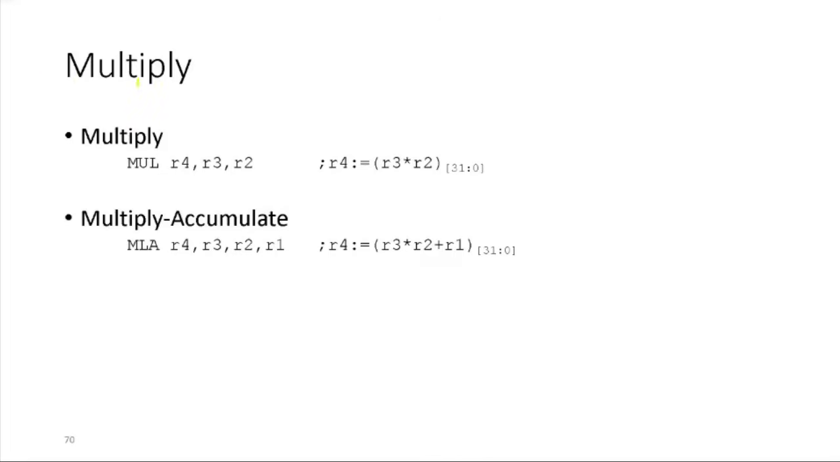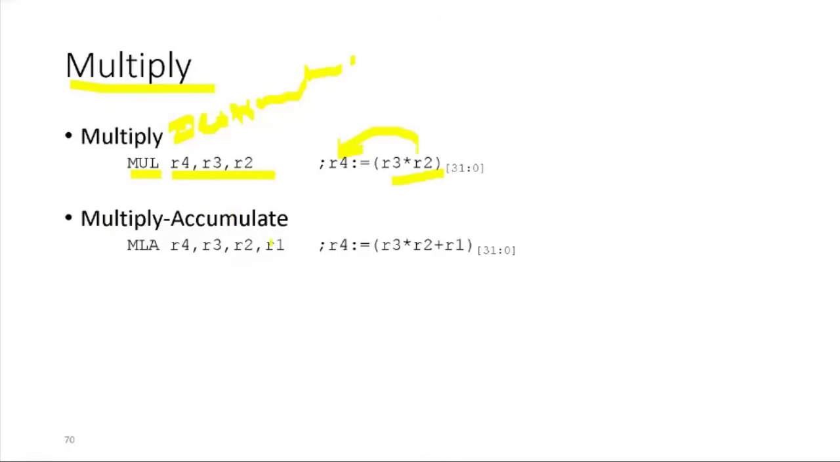Coming to the multiplying instruction, MUL is the instruction used for the multiplying operation. There are 3 operands. These 2 are the source operands, and this is the destination operand. And there is one more instruction called multiply accumulate. This is MUL, which represents multiply. It will multiply R3 and R2, and the result will be stored in the R4 register, the destination register.